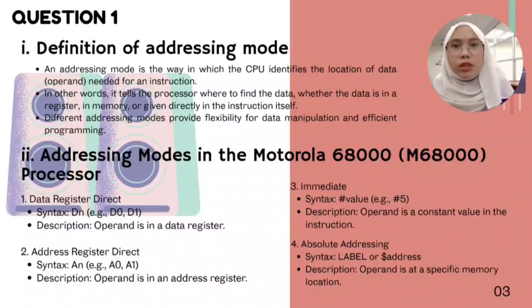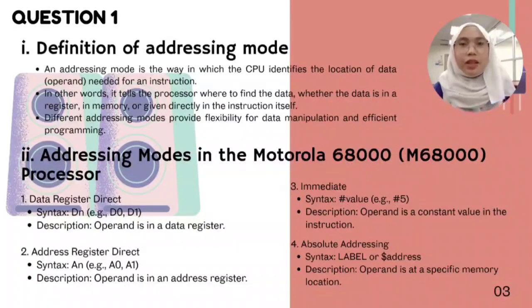Next, addressing modes in the Motorola 68000 processor. Now let's look at the addressing modes used in the Motorola 68000 processor. First, data register direct. This mode uses a data register as the operand. For example, the syntax is Dn, such as D0 or D1. Here, the operand is stored directly inside the data register.